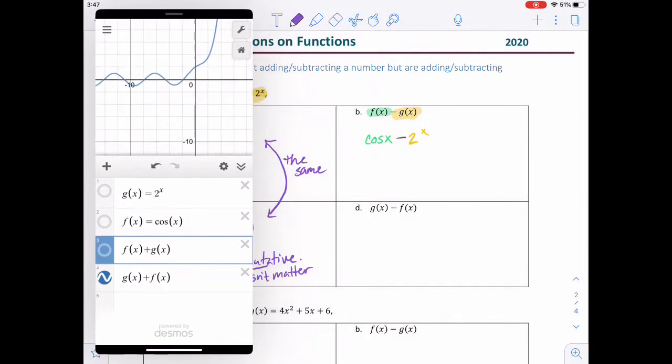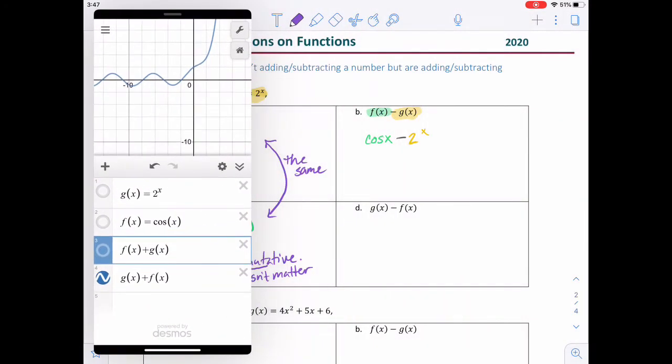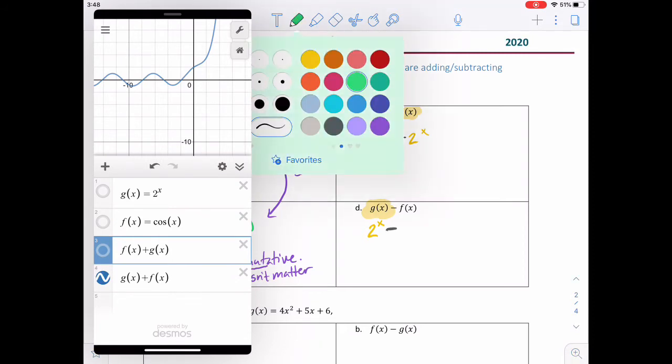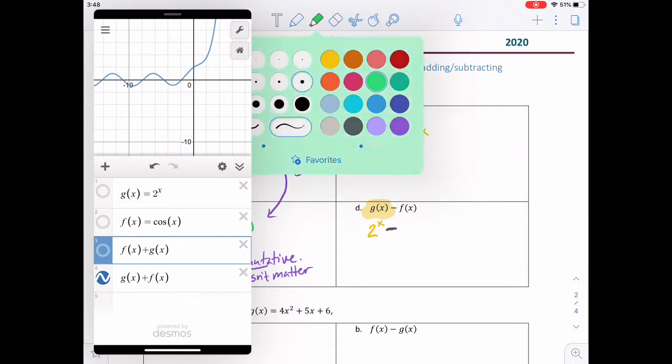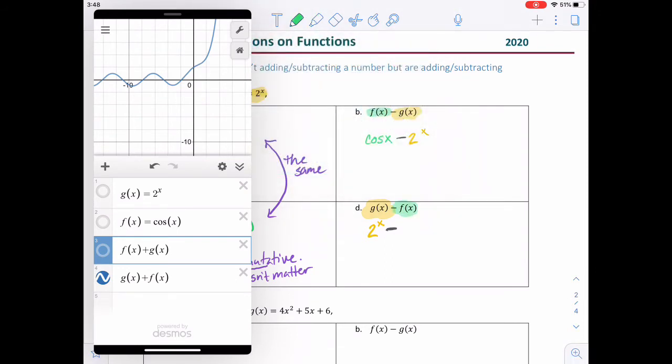So now take a second and think. Is that going to be the same for subtraction? Think about what you know about numbers. Does the order in which we subtract matter? Well, let's try it. So we got our g of x first, which we know is 2 to the x, because that's what it told us. Then we have minus this time, our f of x, which is cosine, so we write cosine x.